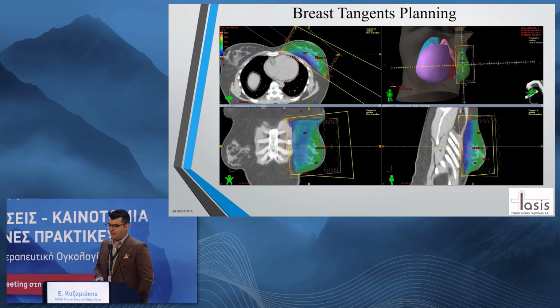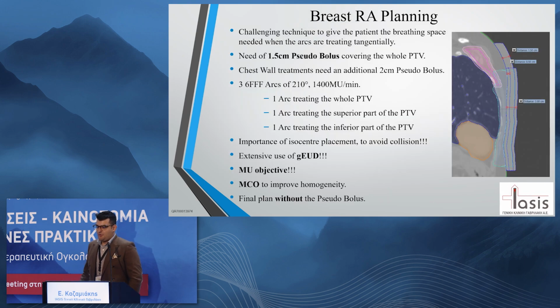This is what the final plan looks like. We have shielded the heart further, we have removed the hotspots, and it's ready for our clinicians to check and assess it. Let's move to the breast RapidPlan planning. It's a bit more challenging because we're treating patients with IMC, with SCF and axillas, and you have to introduce the breathing motion of the patient when they are treating tangentially.